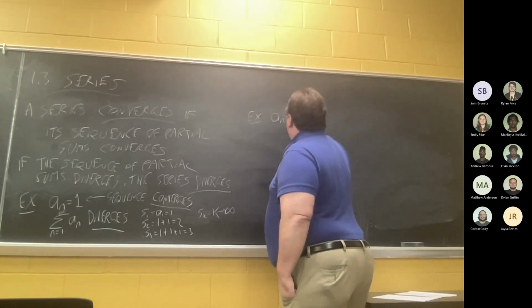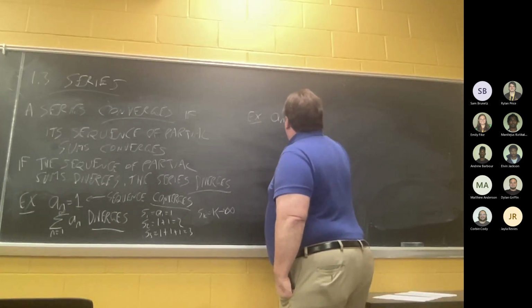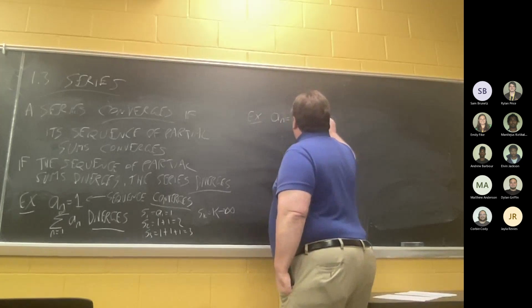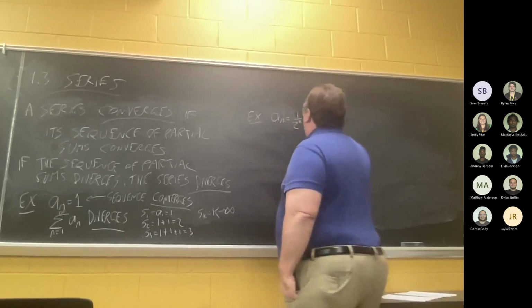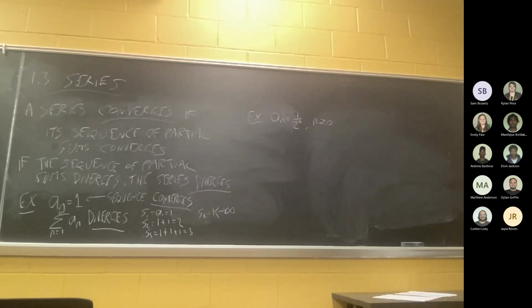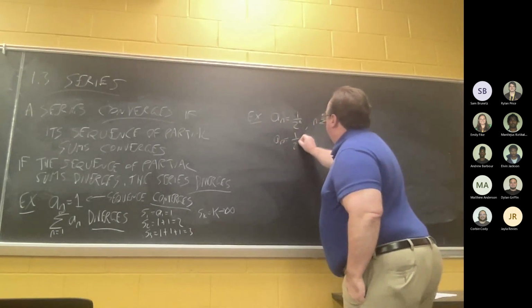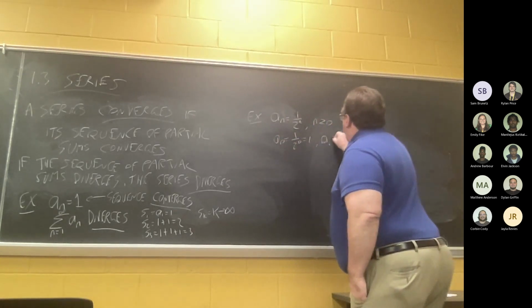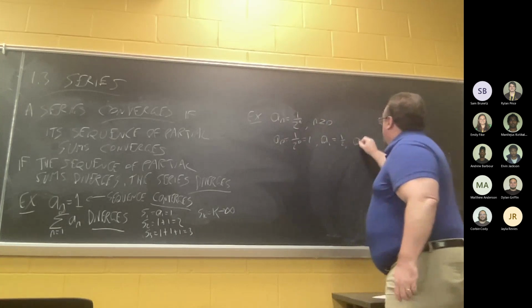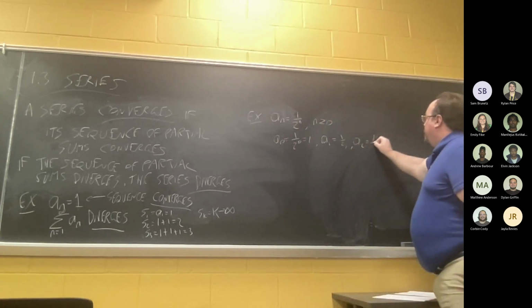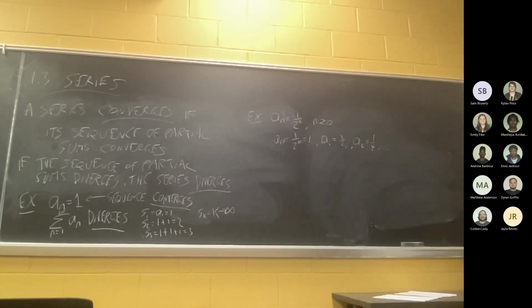Let a_n equal 1 over 2 to the n. I can start n at 0 rather than 1. So a0 is 1 over 2 to the 0, which is 1. a1 is 1/2, a2 equals 1/4, etc. So that sequence certainly converges to 0.